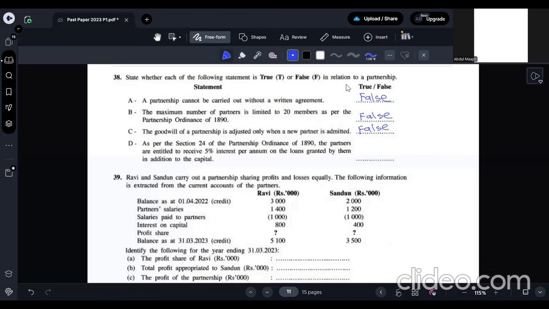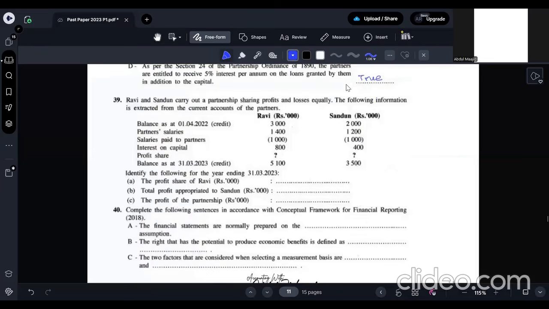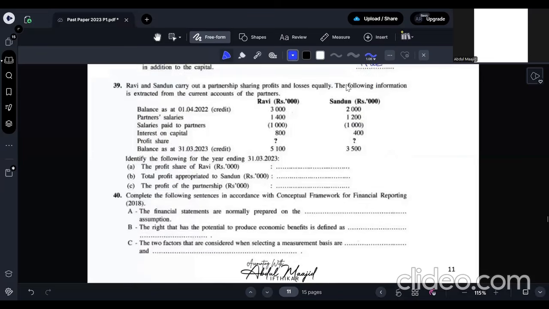As per the section 24 of the partnership ordinance, the partners are entitled to receive 5% interest per annum on the loans granted by them in addition to the capital. Correct. True. Okay, if the existing partner gives a loan in addition to the capital he provided, he is entitled to get a 5% interest on that loan. Then 39. Ravi and Sandhu carry out a partnership sharing profit and loss equally.